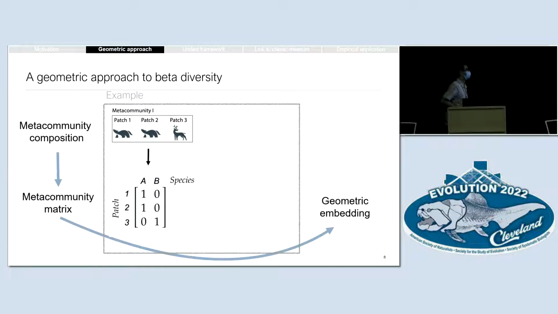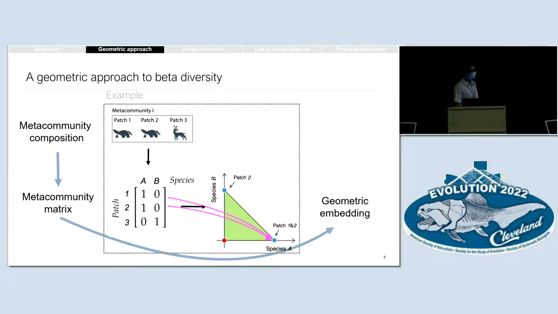And the crux of our method is to embed this metacommunity matrix as a geometric object living in a high-dimensional space. Now the embedded dimension is going to be the number of species. Here we have 2 species, so we're going to embed this metacommunity matrix in a 2-dimensional space, where each axis represents a different species. And then we embed each patch as a point in this embedded space. Patch 1 has coordinate 1, 0, so it's embedded at this point. Patch 2 is the same, 1, 0. And patch 3 has 0, 1, so we embed it at this point on the y-axis.